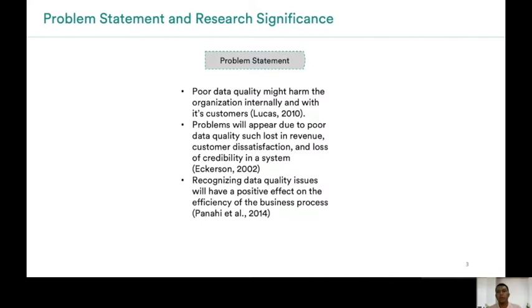So without good data, organizations are running blind, and they cannot make a good decision because there is no accurate understanding of what's happening within their company or the marketplace. Also in 2014, Panahi et al. said that recognizing data quality issues will have a positive effect on the efficiency of the business process. So by having high quality data, it will positively affect the efficiency of the business processes.